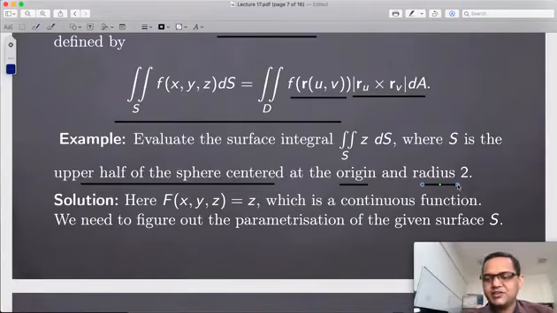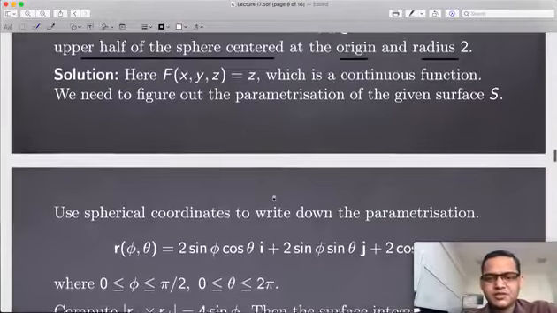Okay, so you write down the parameterization. Here the parameterization is not given, so write down the parameterization of this surface and just plug into this formula. Of course you have to compute r_u and r_v and then the cross product. So you know it's going to involve several steps, but those things you already know how to do.